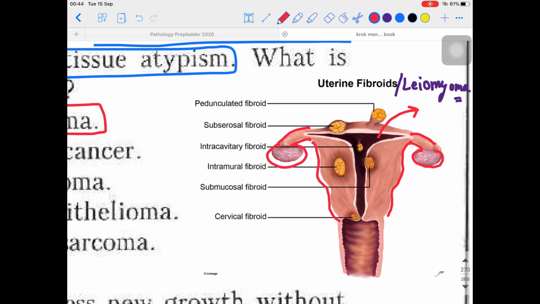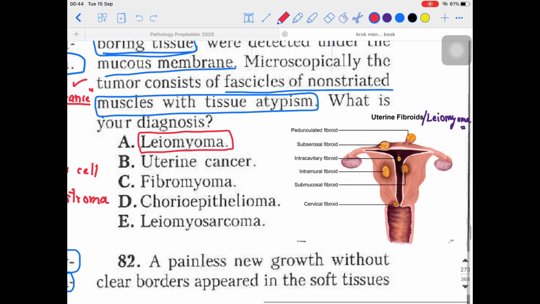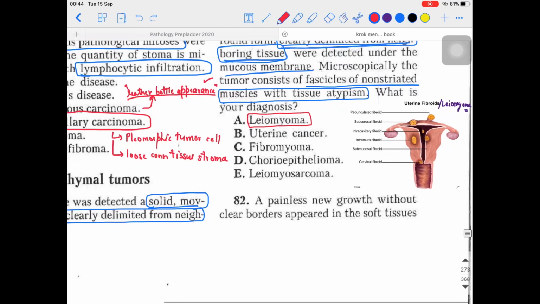Okay, I'm not going into the detail of the fibroid, which kind of fibroids you're talking about, because it's beyond your scope over here. Fine, so let me move on to the next question now, and we'll be talking about question number 82. I hope you got my point in question number 81.